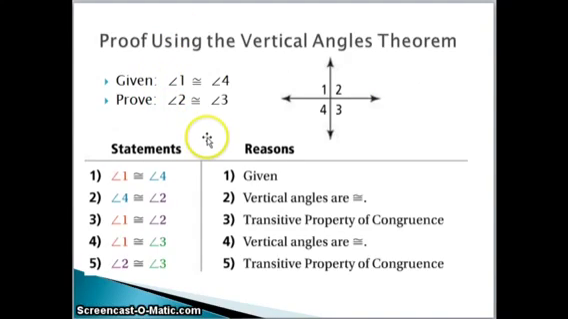Proof using the vertical angle theorem. Now we have this crazy graph on the right-hand side. We are given that angle 1 and angle 4 are congruent. We need to prove that angle 2 and angle 3 are congruent. First, whatever is given to you, write it down. And according to the vertical angle theorem, we know angles 4 and 2 are congruent, or you can put down that angles 1 and 3 are congruent.